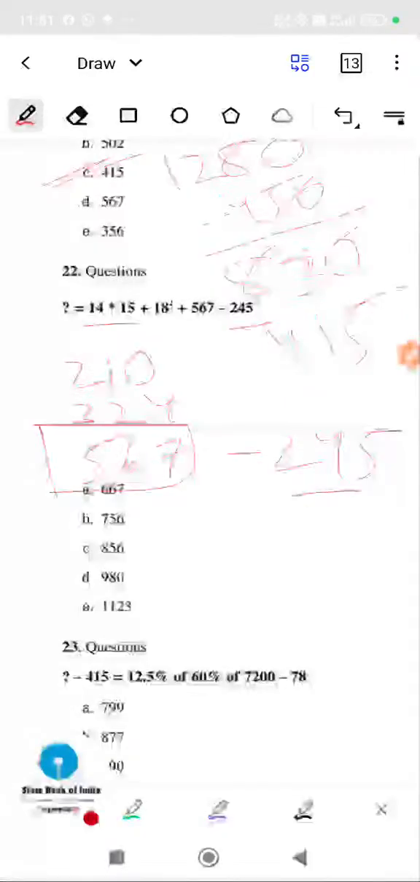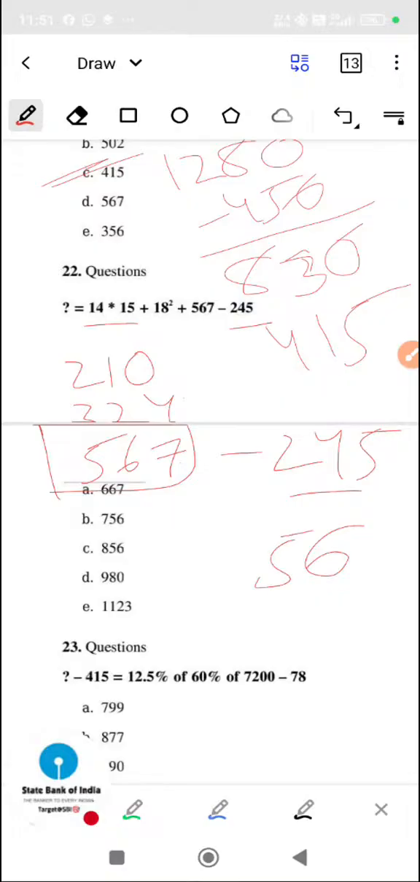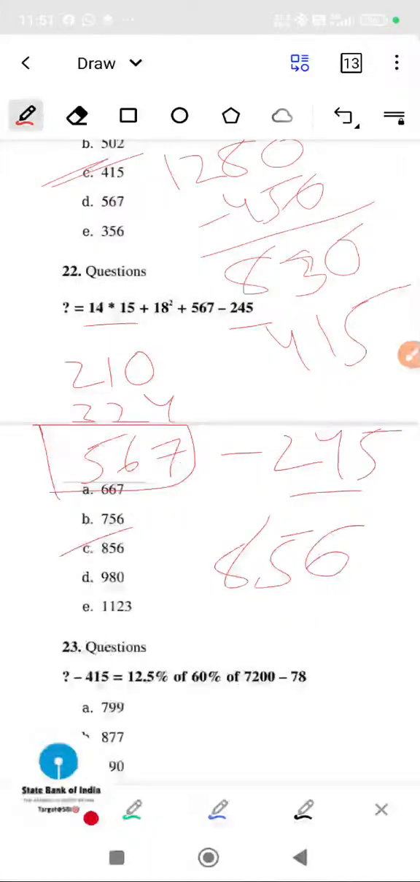So 4 plus 7, which will be 11. 11 minus 5 means we get a 6. Here we have 6 plus 2 plus 1, 9. 9 minus 4, which will be 5, and 5 plus 5, 10. 10 minus 2, 856. So answer will be 856. Option C is the answer for this question.